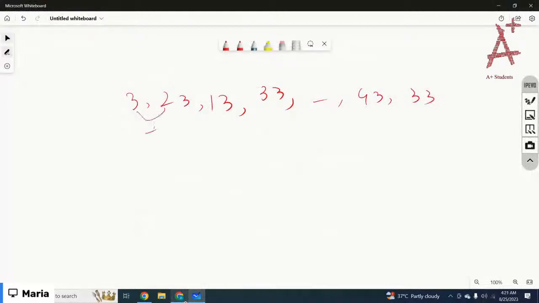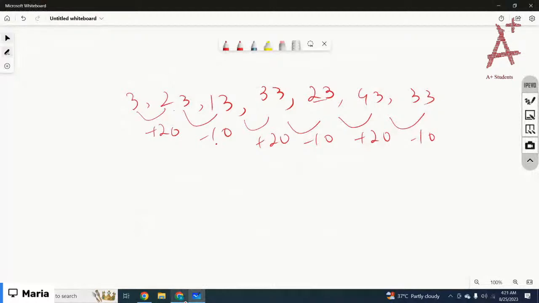Okay, 3 plus 20 is 23, minus 10 is 13. Again add 20, right? For the next one, you have to then subtract 10, right? 13 plus 20 is 33, minus 10 is 23, right? Then you again add 20, it would be 43. Then you subtract 10, it would be 33, right? So you have to add 20 and then subtract 10, right?